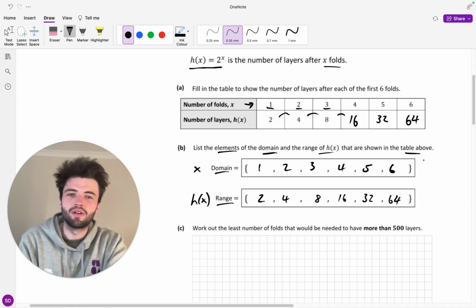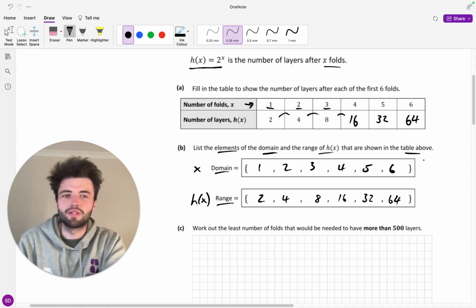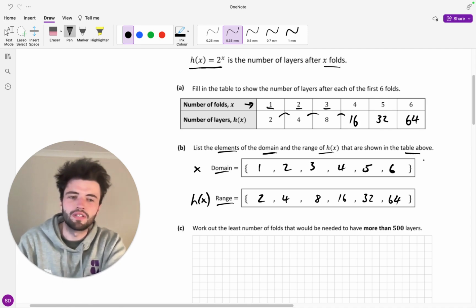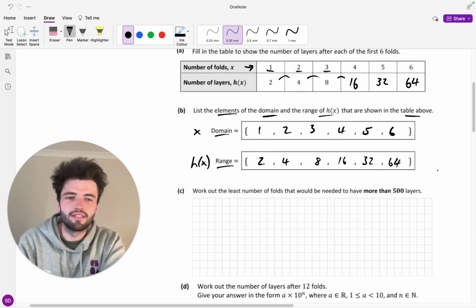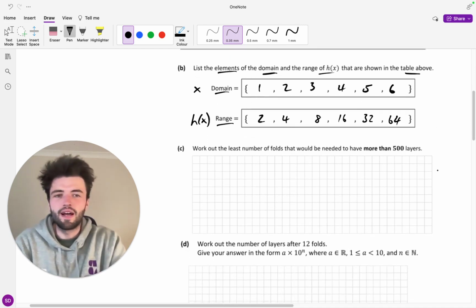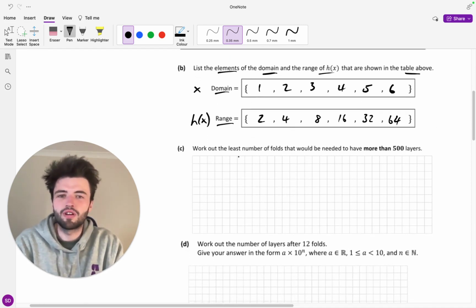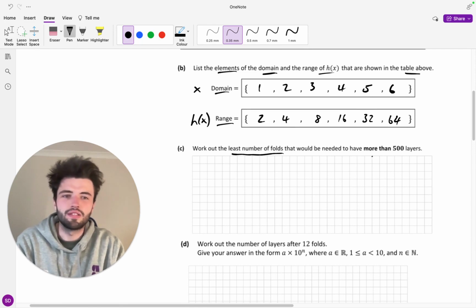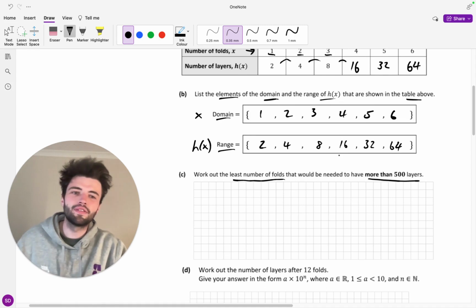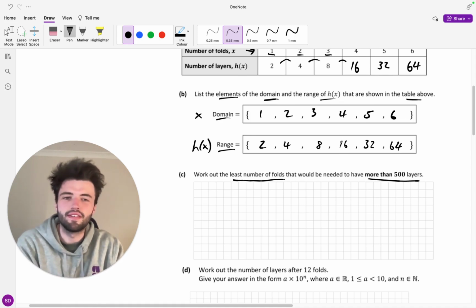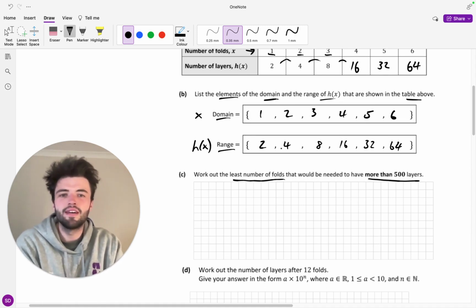And it's always good to practice using domains and ranges just to get used to the definition. But once you get used to it, it is quite handy, and it's hopefully handy in this question as well for you. And then moving on to part C, we're going to have to work out the least number of folds that would be needed to have more than 500 layers. And so this part of the question is a little bit more daunting at first glance than it actually has to be, because we already have the first 6 folds. So we can see the 6th fold here is going to be 64.